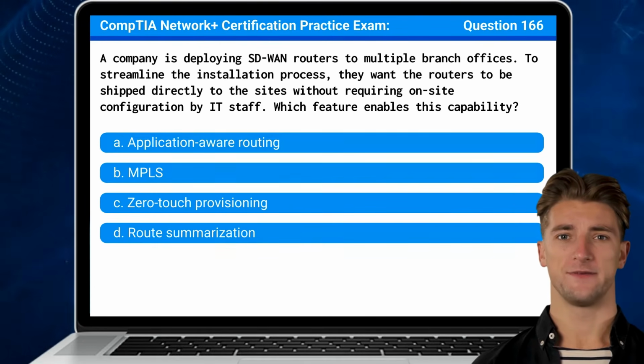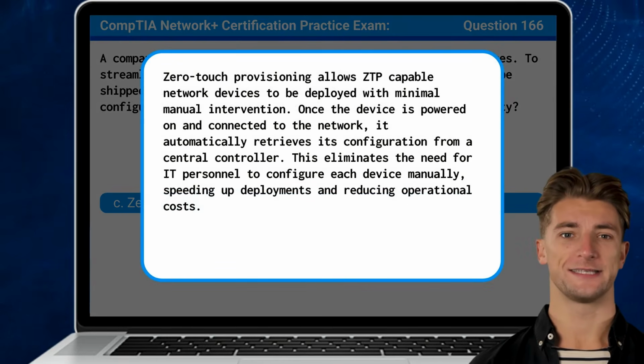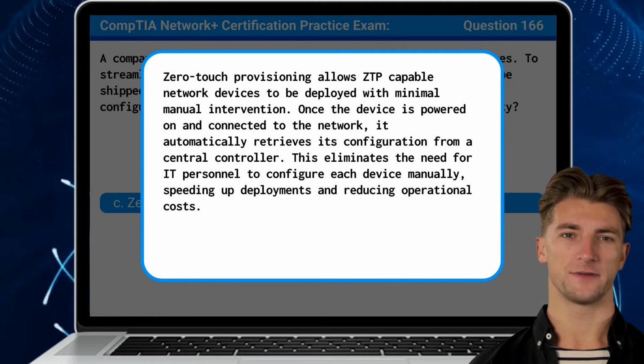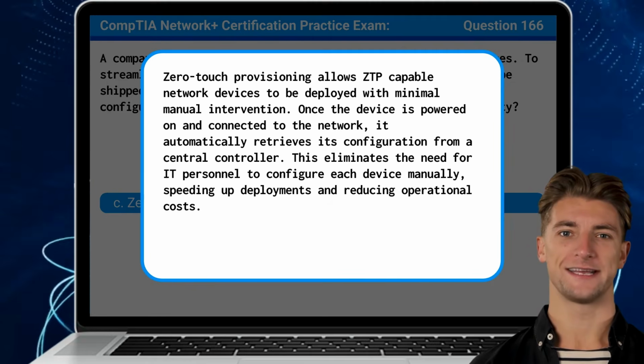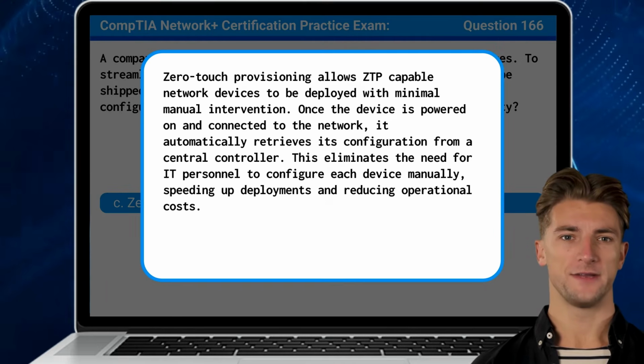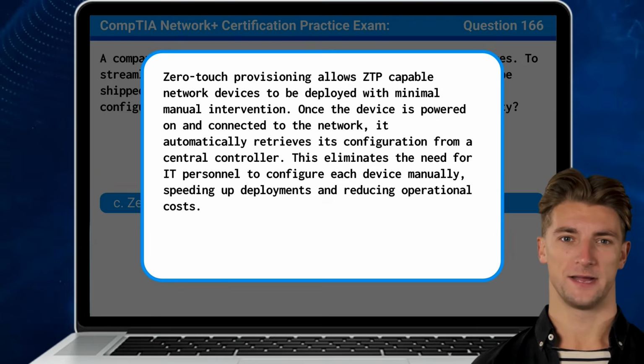The answer is C. Zero-touch provisioning. Zero-touch provisioning allows ZTP-capable network devices to be deployed with minimal manual intervention. Once the device is powered on and connected to the network, it automatically retrieves its configuration from a central controller. This eliminates the need for IT personnel to configure each device manually, speeding up deployments and reducing operational costs.